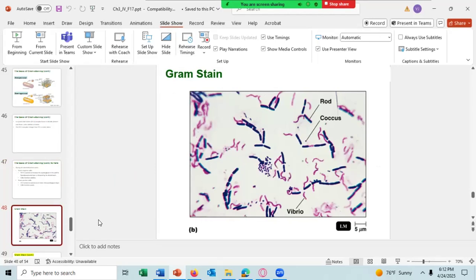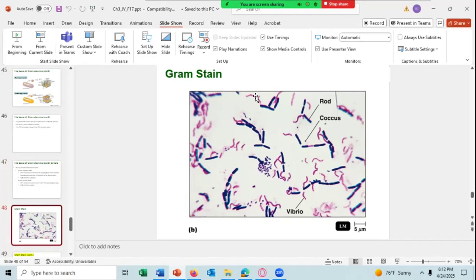So the picture of the gram stain will look something like that, with gram-positive rods, a gram-negative rod, a gram-negative spherical cell. What the heck is that called? Helical cell.